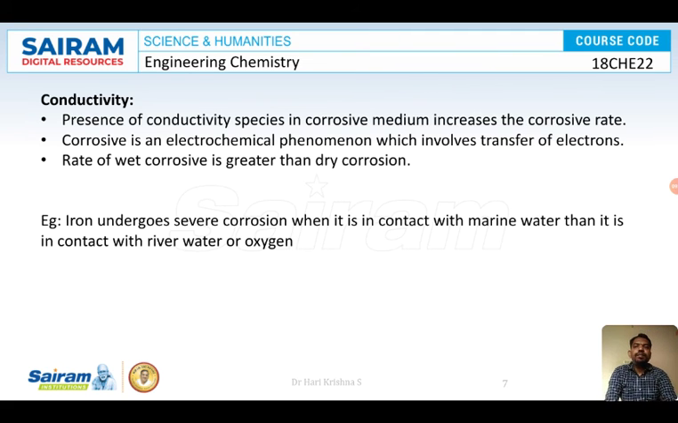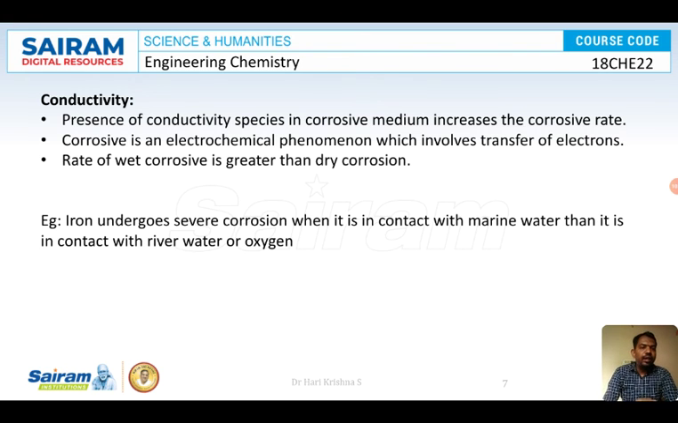Next, conductivity. Once again, the rate of corrosion and conductance are directly proportional to each other. If you take a metal and dip it in normal water, and take the same metal and dip it in marine water, you can see the rate. Take iron itself and dip it in normal potable drinking water, and dip it in sea water, that is marine water, and you can see which undergoes severe corrosion. The metal dipped in marine water undergoes more corrosion than the metal dipped in normal drinking water. Why?